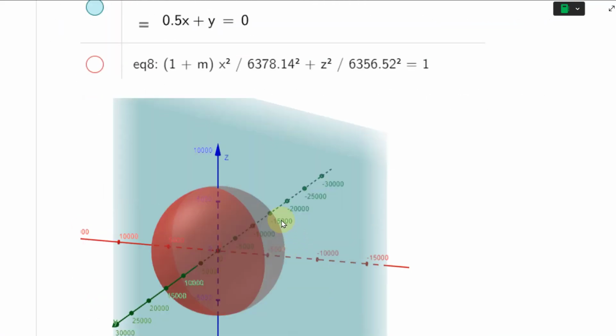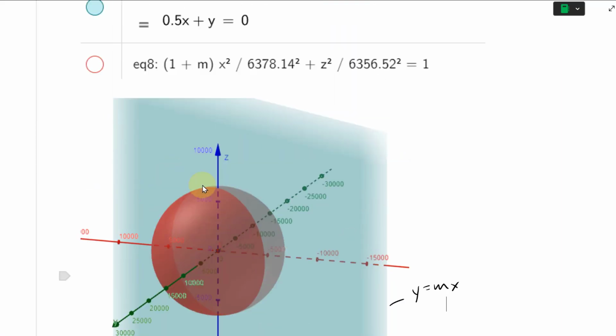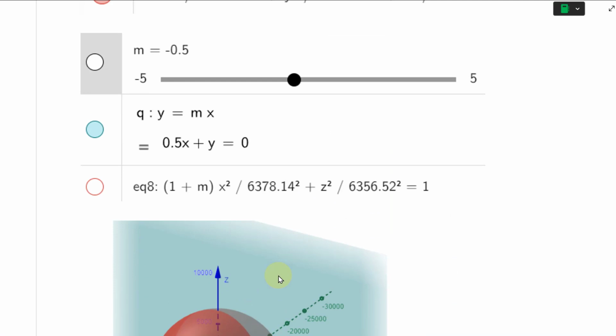So we have this, and it looks like this. You have the y equals mx plane. So this is the y equals mx plane, and then it cuts straight through. You're going to get these vertical ellipses. So that's pretty epic stuff. So let's go and do that. And there's y equals mx, and there's our 1 plus m, x squared over 6378.137, rounds up 1,4, and so on, our ellipse.